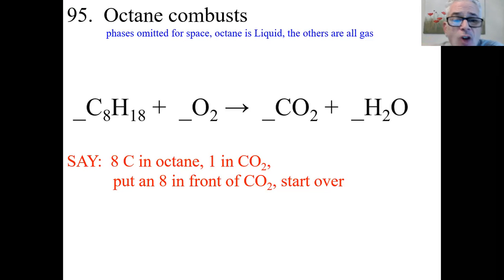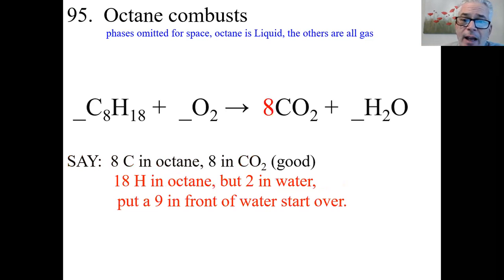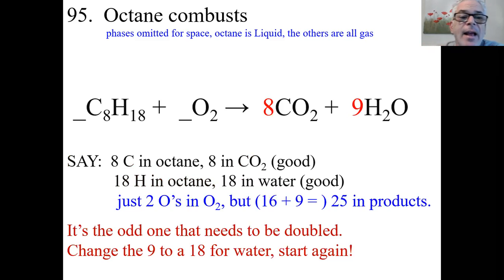Say it, 8 carbons in octane, 1 in carbon dioxide. You have to put an 8 in front of carbon dioxide, and you have to start over again. 8 carbons in octane, 8 in carbon dioxide, good. There's 18 hydrogens in octane. There's only 2 hydrogens in water. So we have to put a 9 in front of the water, so we get up to 18 hydrogens, and then we have to start over. There's 8 carbons in octane, 8 in carbon dioxide, good. There's 18 hydrogens in octane, 18 hydrogens in water, good.